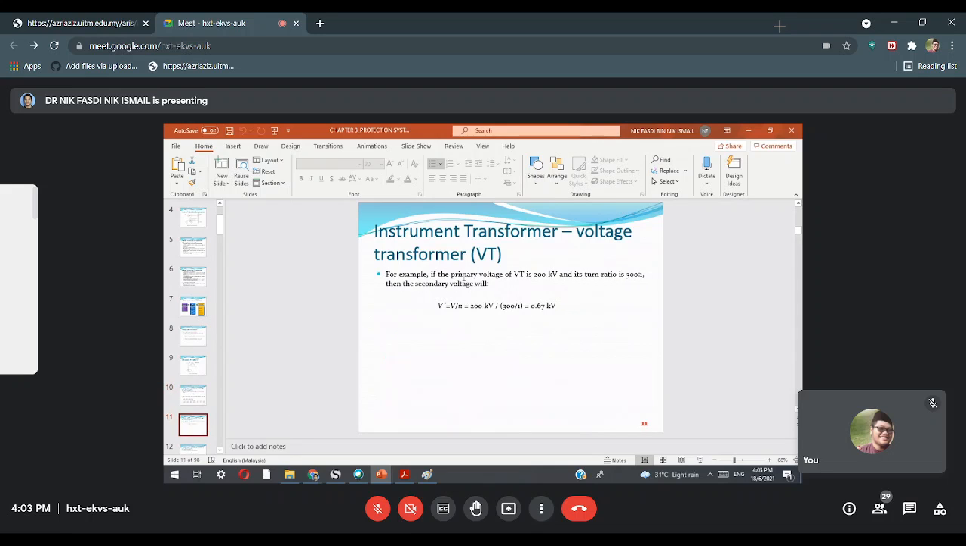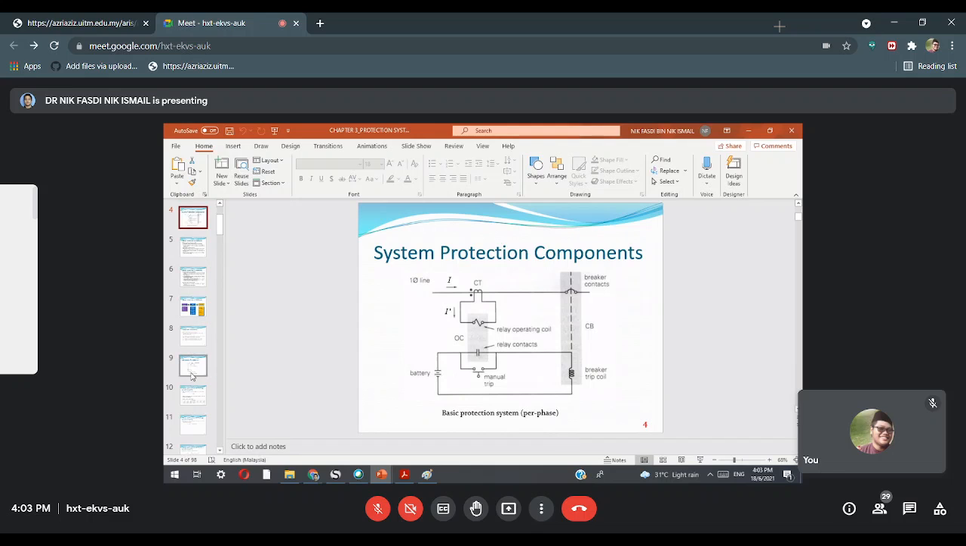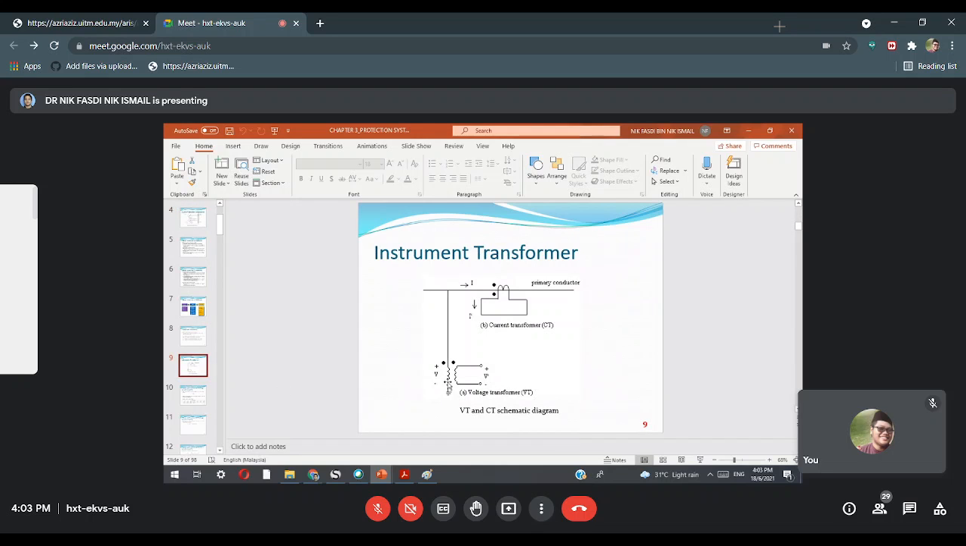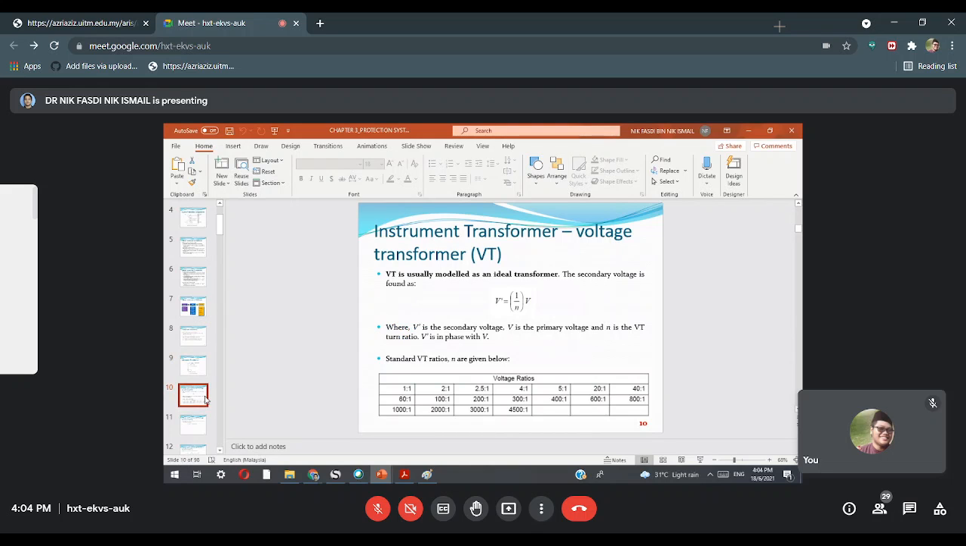For example, if the primary voltage VT is 200 kilovolt and the turn ratio is 300 over 1, the secondary voltage will, so this is, maksudnya kat sini dia step down to the secondary voltage of 0.67 kV from 200 kV. Kat mana? Kat sini lah, not this one, kat sini 200 kV dia akan step down kepada 0.67 untuk measurement lah, right? Itu konsep saya faham pasal ni.